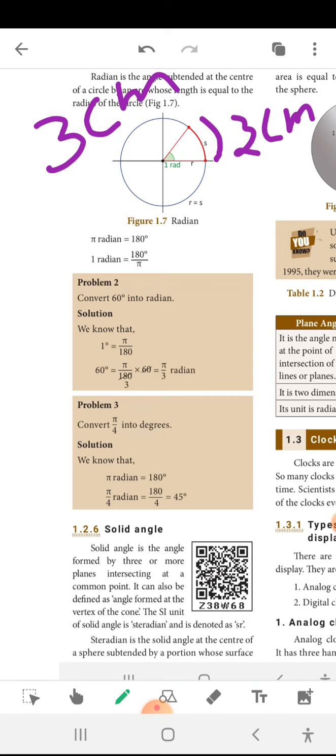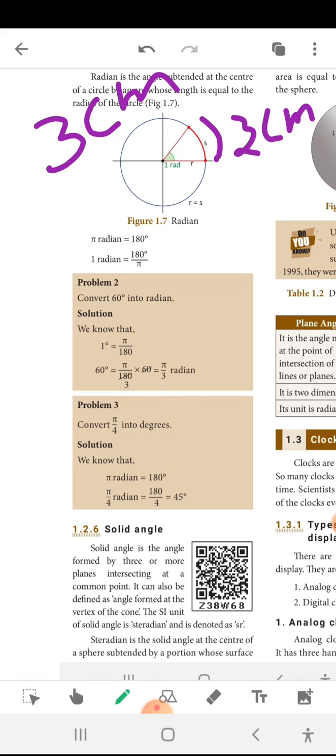Then solid angle. A solid angle is formed by 3 or more planes intersecting at a common point. Only 2 lines intersecting is called a plane angle. 3 or more lines intersecting at a common point is called a solid angle. Solid angle is measured in steradian. It is defined as an angle found at the vertex of a cone. So the unit of a solid angle is steradian.